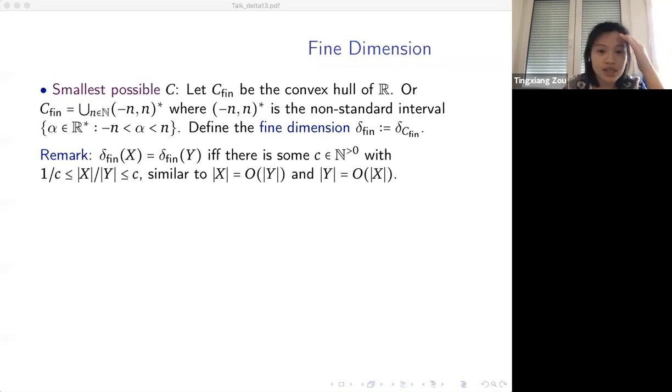So let me discuss two examples of these counting dimensions. The first one is called the phi dimension. It's the finest one, so it's called the phi dimension. Take the smallest possible convex subgroup C, which is the convex hull of the reals. You can define it as follows: you take the non-standard interval between minus n and n, and then you take the union over all n. The phi dimension is defined as the delta with respect to this convex subgroup.